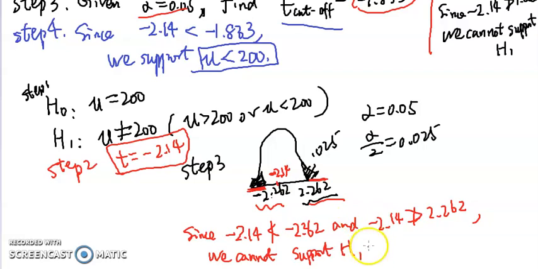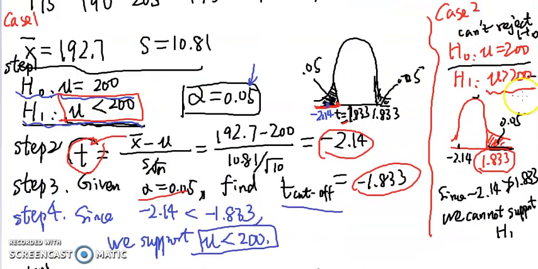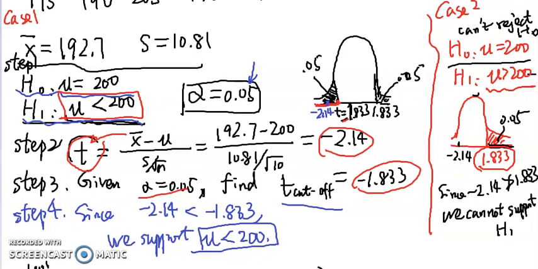The tip is, in order to support H1, if it's less than, then the t-value we got from step 2 has to be less than the cutoff t-value. If it's greater than, the t-value we got has to be greater than the cutoff t-value. But in this case, it's not greater than. That's why we cannot support H1.